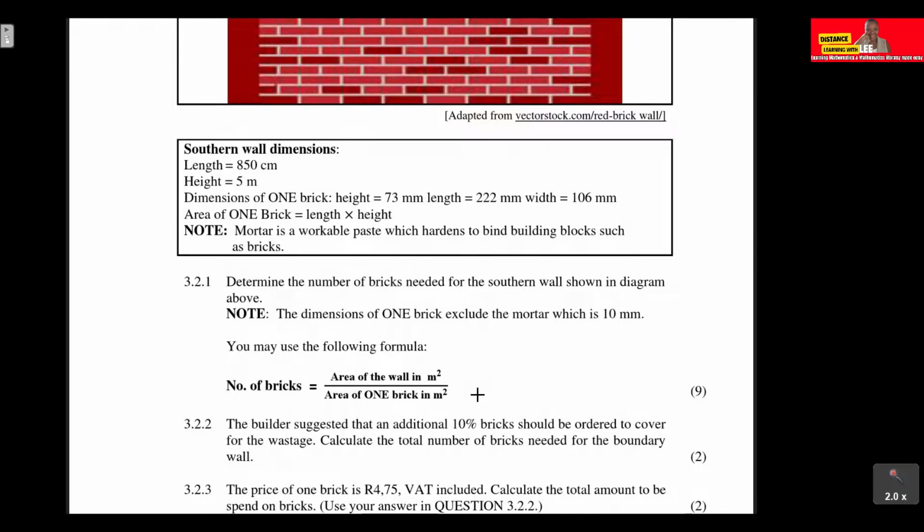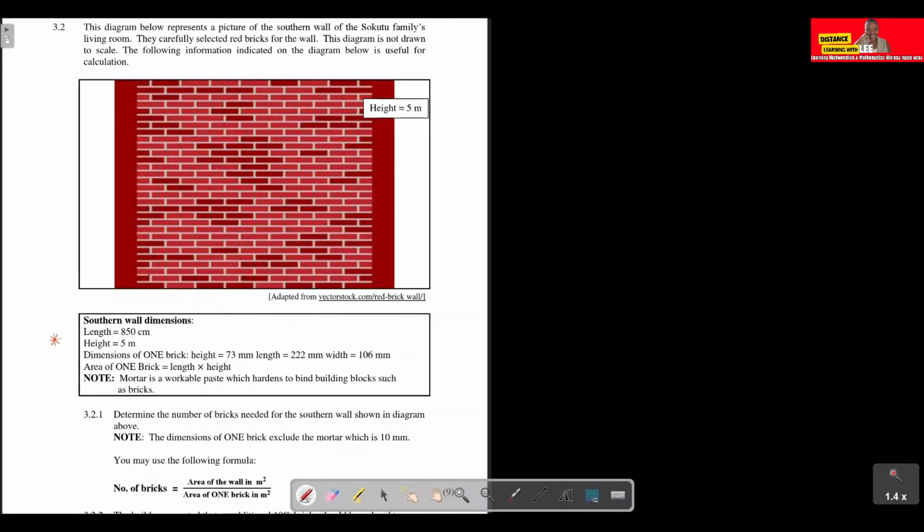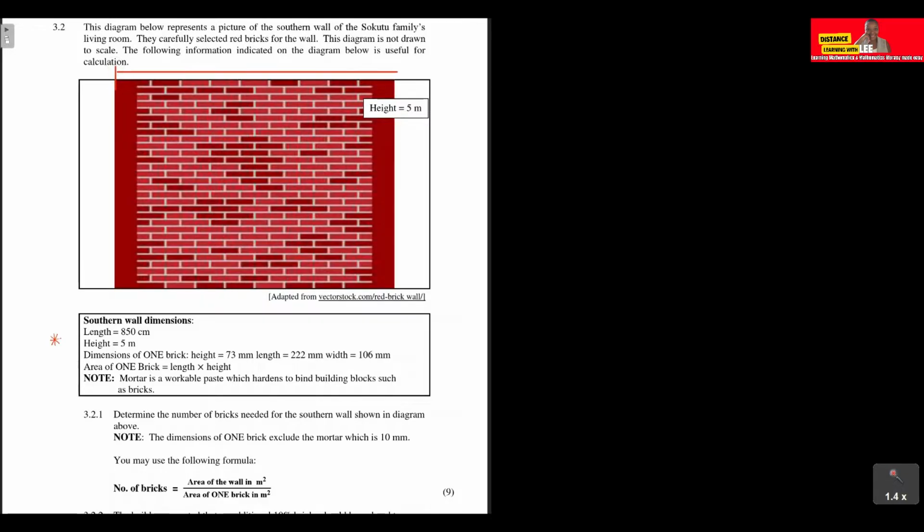Before we can actually get started with this question, I just want to go into detail with the information that was given to us here. We were given dimensions here. I hope that is still clear for everyone. We are given what the length of the wall is, and we're also given the height of the wall. The length of the wall is the distance from there to there, and we are told that that length is 850 centimeters.